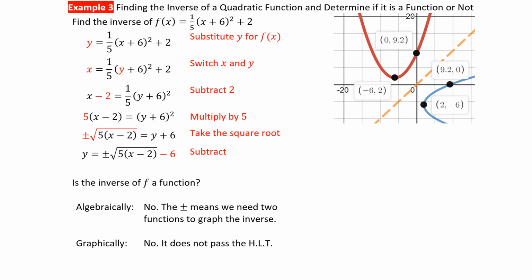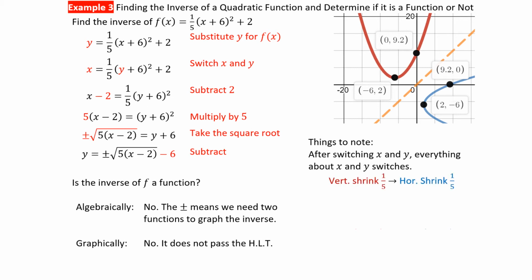Other things to note about these two parabolas. After we have switched x and y and found the inverse, everything about x and y switches. What do we mean by that? Well, looking at the original equation, we had the 1/5, a vertical shrink of 1/5, and now look at the last equation. Under the radical sign, we have that 5, and remember, the b value has a reciprocal nature, so that's a horizontal shrink of 1/5. They're both shrinking by 1/5, one vertically, one horizontally. That's a switch of x and y.